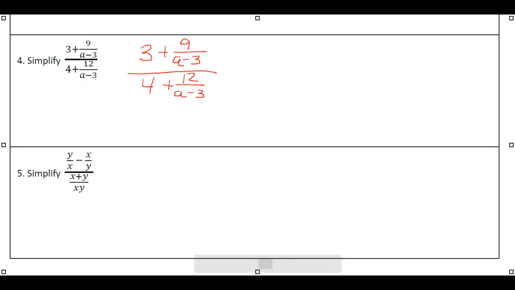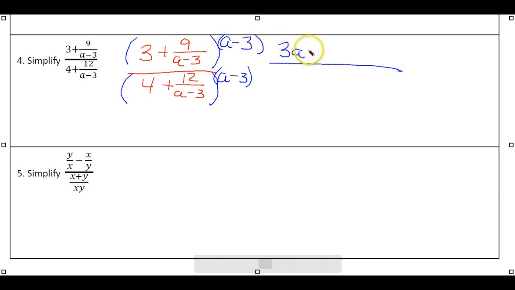So these are complex fractions, and we'll use the easy method in which we multiply both of our complex fractions by the common denominator, which happens to be a minus 3 here. So here we go, 3 times a is 3a. 3 times the negative 3 is negative 9. Now the nice part is now these cancel out and we're just left with a positive 9 there.